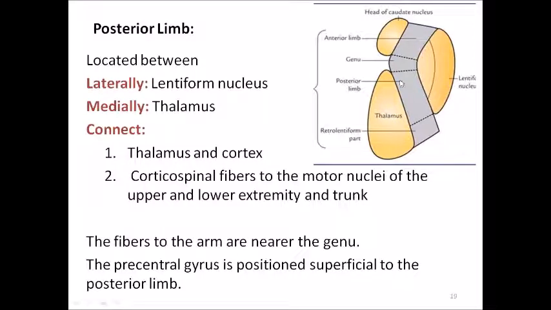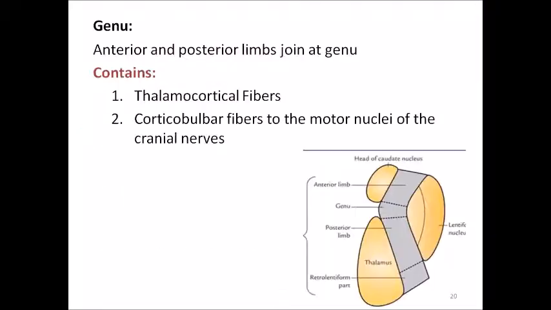The fibers of the arm are near to the genu, and the precentral gyrus is positioned superficial to the posterior limb. Anterior and posterior limbs join at the genu. It contains thalamocortical fibers, corticothalamic fibers, and corticobulbar fibers to the motor nuclei of the cranial nerves.